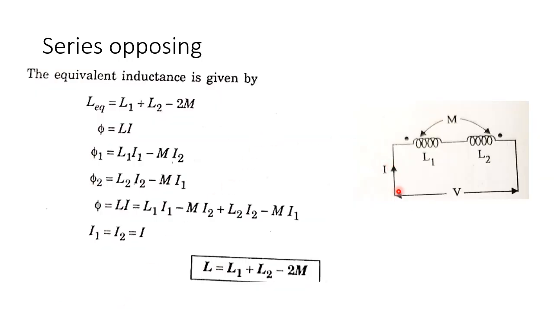Series opposing. Here you can see the circuit, then the current direction. In the series opposing circuit, you have to place the dot in a similar way like this, and the current is flowing into the coil L1 through the dot, but for coil 2 the current is leaving the coil through the dot. So on one side it is entering and on the other side it is leaving. Therefore, the sign of the mutual inductance will be negative, and the equivalent inductance will be L equals L1 plus L2 minus 2M. So remember this expression to solve the problem.